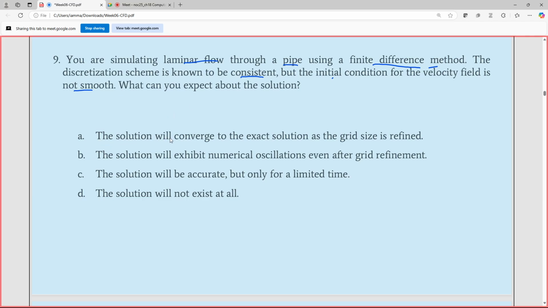Option A, the solution will converge to the exact solution as the grid size is refined. Option B, the solution will exhibit numerical oscillations even after grid refinement. Option C, the solution will be accurate but only for a limited time. Option D, the solution will not exist at all. Which among these can you expect for the above system? You can inbox your answers.